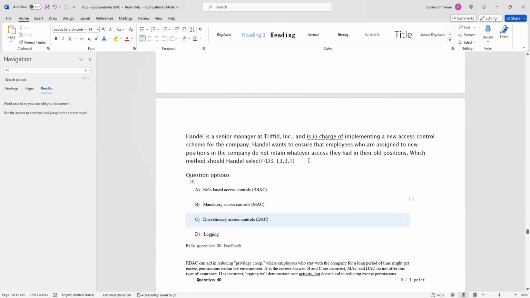Handel is a senior manager at this company and is in charge of implementing a new access control scheme for the company. They want to ensure that employees who are assigned to new positions in the company do not retain whatever access they had in their old positions. Which method should Handel select? Now, again, we haven't mentioned this today, but I've always talked about the need for role-based access control.